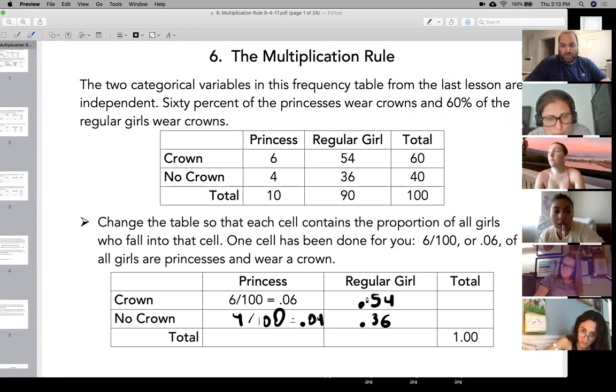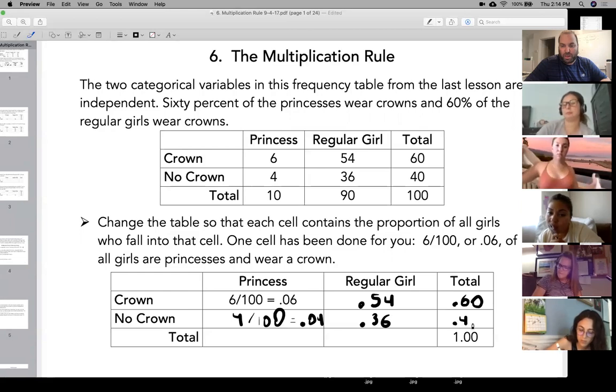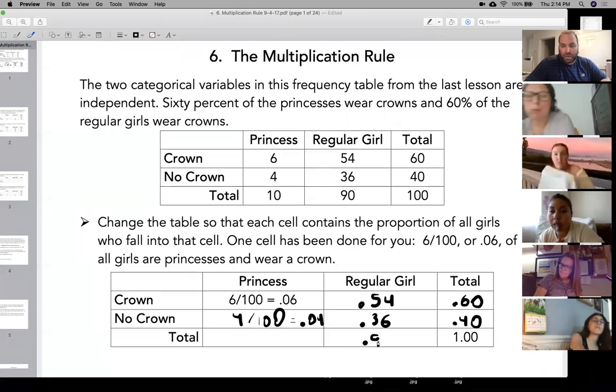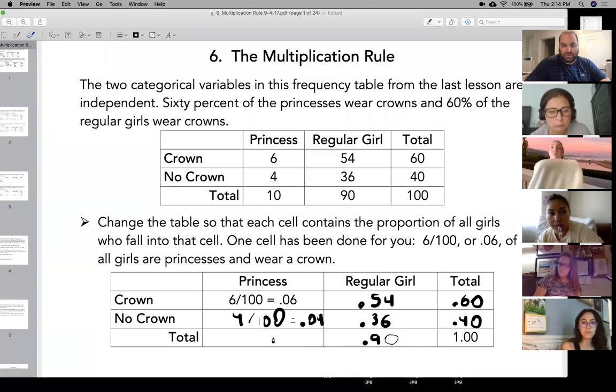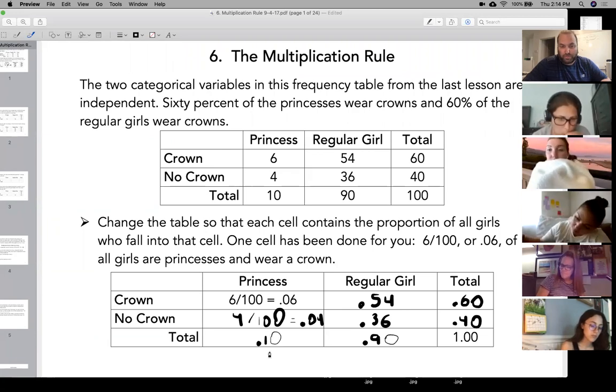Now, what do these two numbers add up to for the total over here? 0.60. 60%. How about over here? Because this has to add to 1, what does this number have to be? 0.40. And what's this over here? 0.90. And what's over here? 0.10. Do we agree?